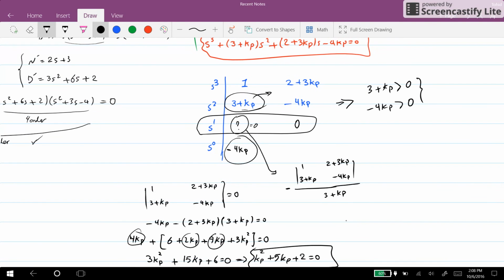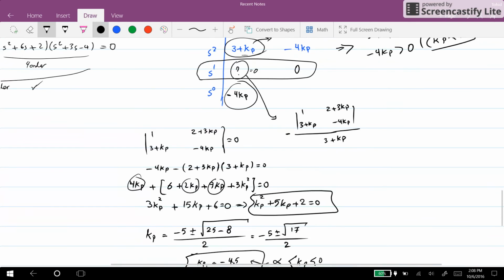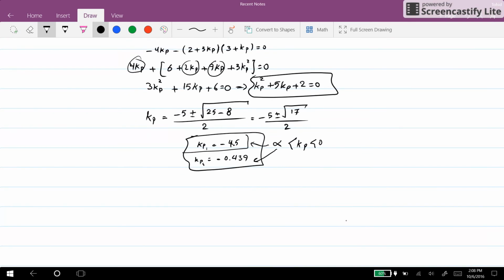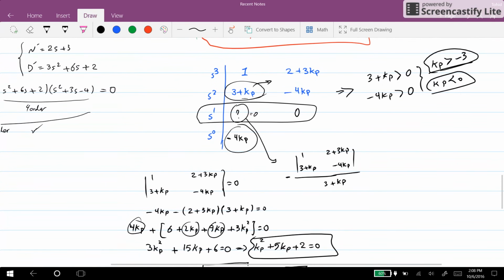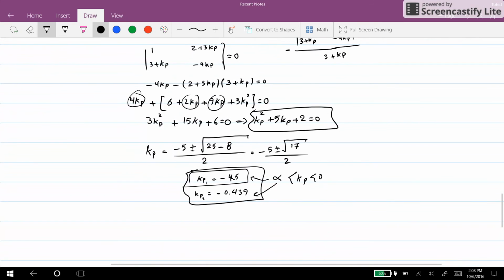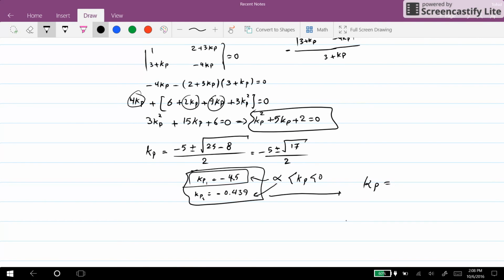From these two, we get kp should be bigger than minus 3, and kp should be smaller than 0, as we already know. And as a result, we can see that this value here wouldn't be a proper one, because it doesn't satisfy this. So we see that the final result is kp equal to minus 0.439, in which we have two poles on the j omega axis, and our system is marginally stable.